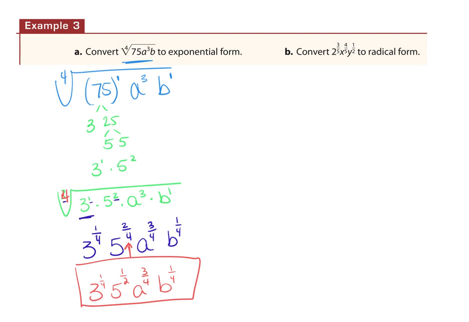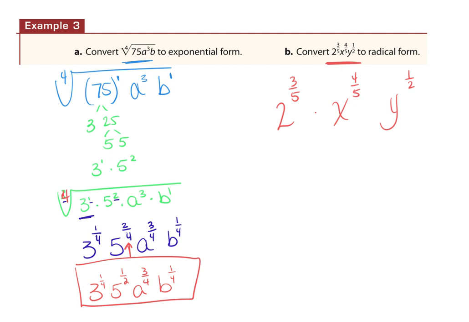All right, let's look at going the other direction. Now, here's the thing. If they want it all under one radical, then all of your fractions have to have the same denominator. And right now they don't, okay? So right now I have 2 to the 3/5, I have x to the 4/5, and I have y to the 1/2. Right now, I can't put those all under one radical.